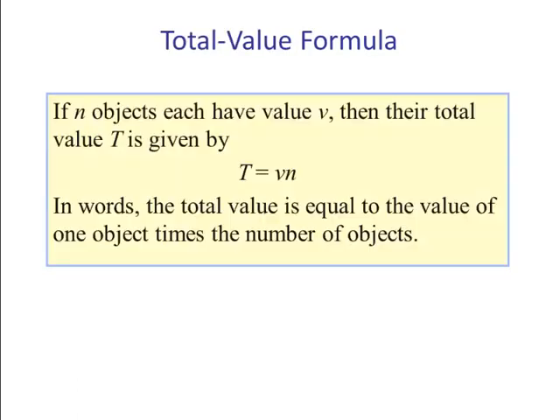Here's another formula. It's called the total value formula. If we have N objects, each with a value of V, then their total value, denoted T, is given by the formula T equals V times N. This is again a literal equation because it has two or more variables. In words, the total value is equal to the value of one object times the number of objects. Let's look at an example.